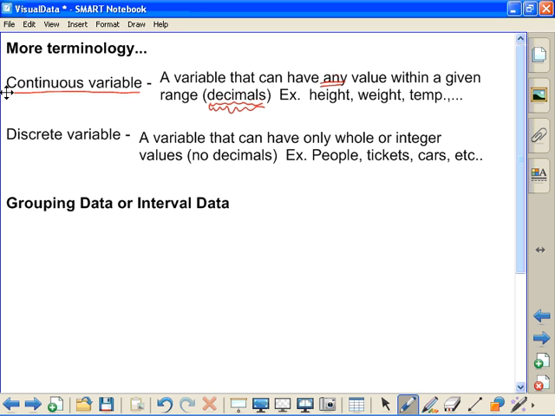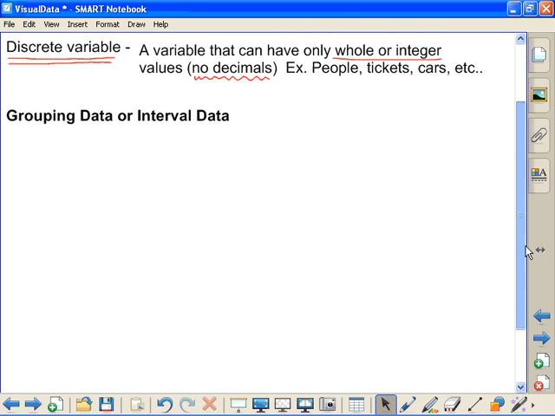The discrete variable is the counterpart to the continuous variable, and it can have only whole values, or integers. There are probably only a few cases where that's not true, but you can only have whole numbers. So basically the key with the discrete is you can have no decimals. That includes people, tickets, cars. Okay, so just two more definitions to make sure we understand.